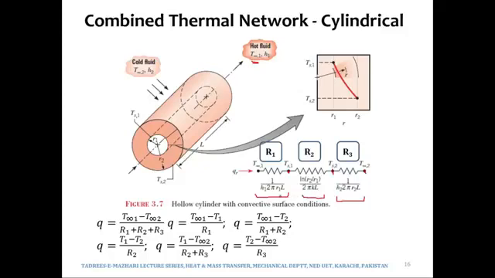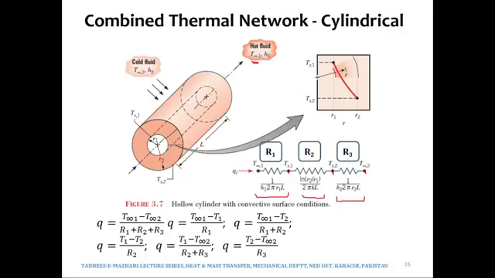So kindly note that in the case of a plane wall, the area on both sides was the same, but over here the area inside the pipe has a different value, 2 pi R1 L, and the area on the outside surface of the pipe has a different value, which is 2 pi R2 L. So now we will do the same thing, meaning we will write Q in terms of delta T over resistance.